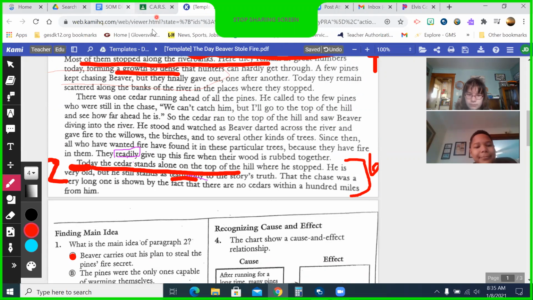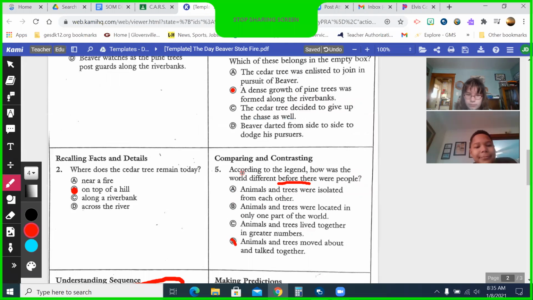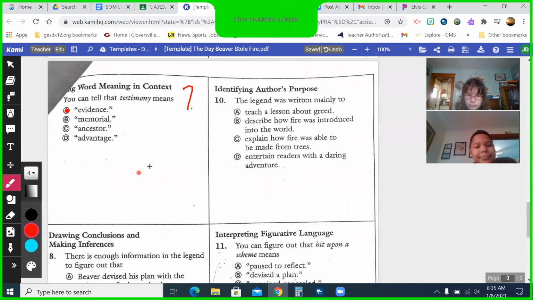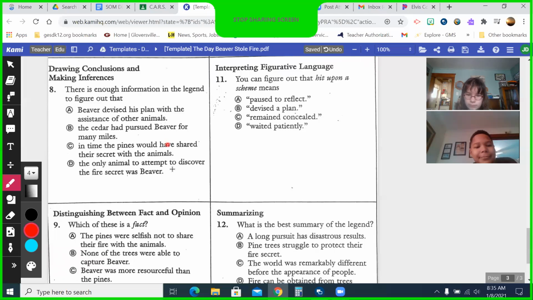Oh, no, it's number 6. Okay. All right, let me do a time check. We got like 5 minutes left. All right, we already did number 7. So let's scroll down to number 8.